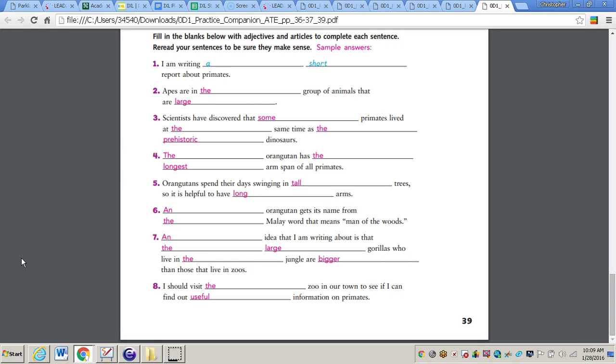Number 7, an idea that I'm writing about is the large gorillas who live in the jungle are bigger than those that live in zoos. So you can see the adjectives and articles in that sentence. And finally, number 8, I should visit the zoo in our town to see if I can find out useful information on primates. So you can see the articles and adjectives in that sentence as well.